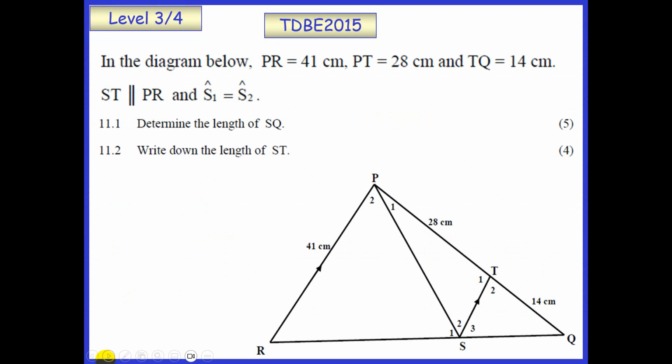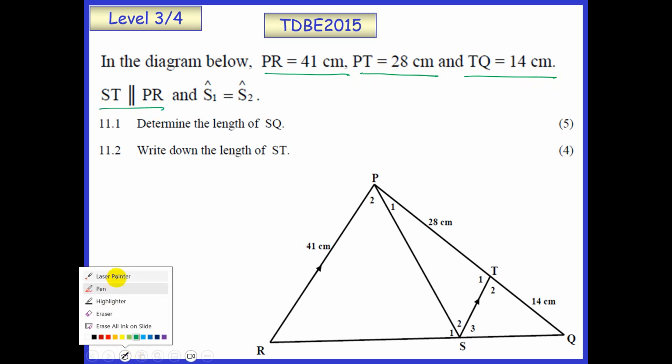Okay, we're going to go to another question. It says in the diagram, PR is 41. We have put that in the diagram. PT is 28. It's in the diagram. TQ is 14. And immediately we see a key point, ST is parallel to RP. So we can stop and say we now have permission to use ratio and proportion.